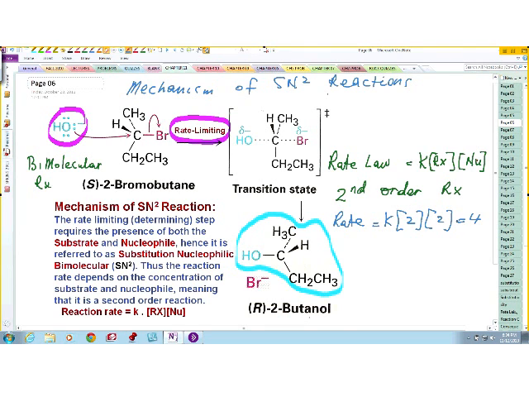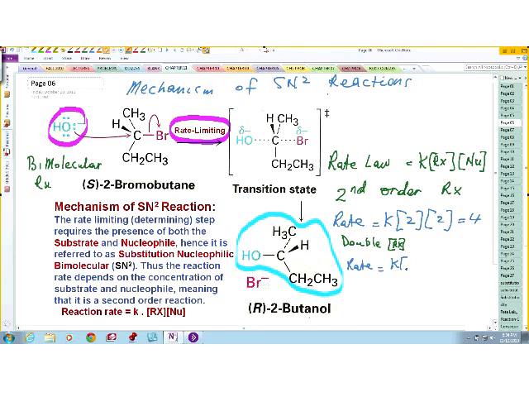Now, supposing we double the concentration of the substrate, what will happen to the rate of this reaction? Double concentration of substrate. What will happen? If we just ask you, supposing we double the concentration of the substrate, what happens to the rate of the reaction? So that's the kind of question we will ask you.